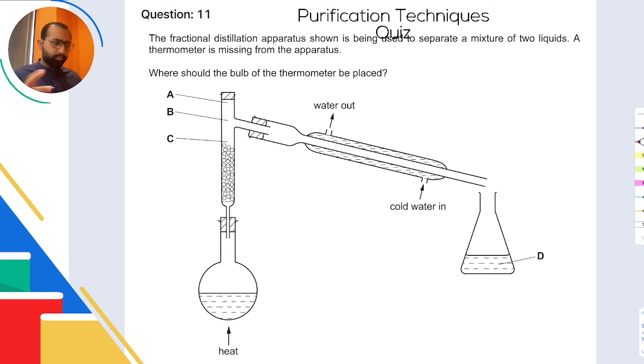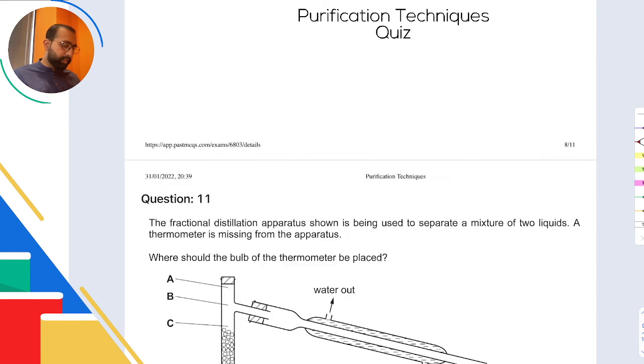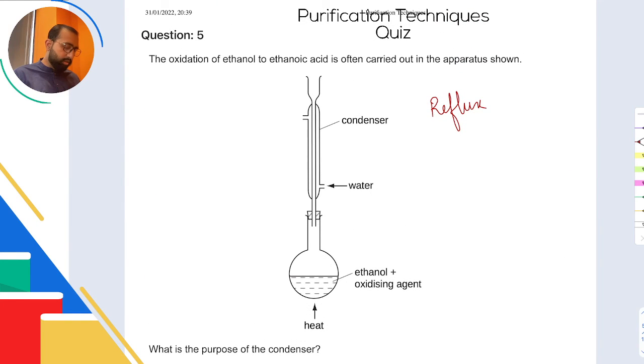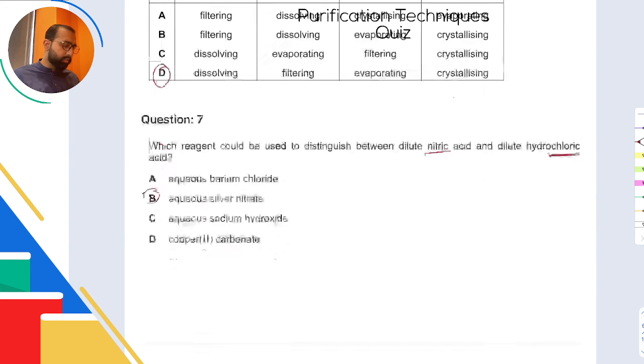Now there are two things in this setup that you need to remember. Wherever you want the vapor to go out as liquid, that is where cold water should come in. So because I want the liquid to come out over here, cold water is coming in from here. In a reflux condenser, for example, it was over here. Because I want the vapors to come back as liquid here, water is going in from here. So that's something you need to remember.